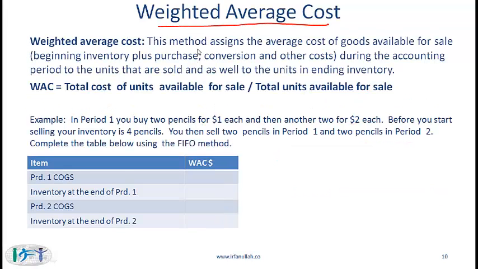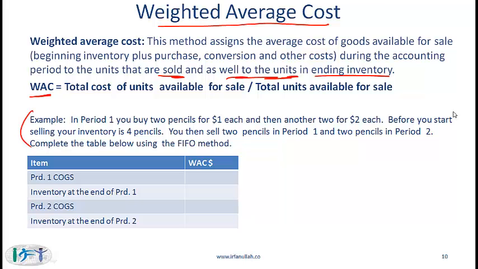Weighted average cost. This method assigns the average cost of goods available for sale during the accounting period to the units that are sold as well as to the units in ending inventory. The simple formula that you can try to remember is as follows. Weighted average cost is total cost of units available for sale divided by the total units available for sale.